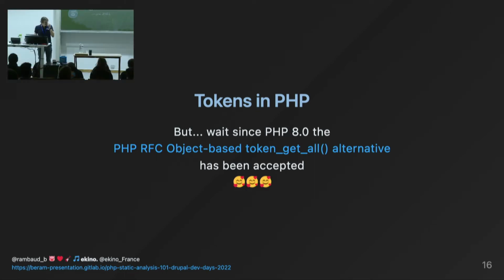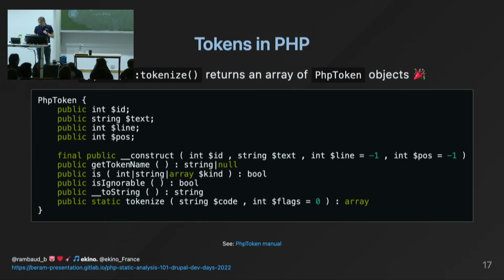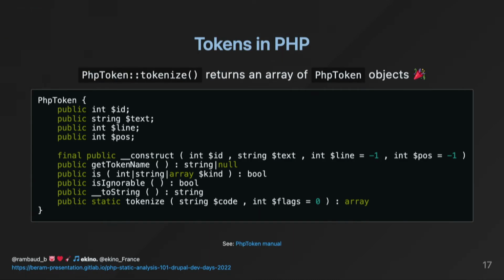But since PHP 8, we have a beautiful RFC that passed. So now we have this beautiful PHP token object, which is exactly the same as before.